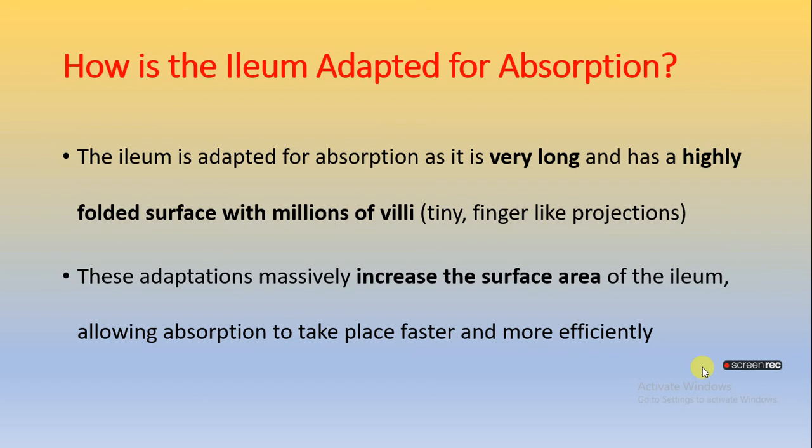You find out that the ileum is adapted for absorption as it is very long and has a highly folded surface with millions of tiny finger-like projections called villi. These adaptations massively increase the surface area of the ileum, thereby allowing absorption to take place faster and more efficiently. And it also has a high concentration of blood capillaries and also lacteals. So the food can easily be absorbed into the bloodstream, the glucose and amino acid, while the fatty acid and glycerol can be absorbed into the lymphatic system or the lacteal.